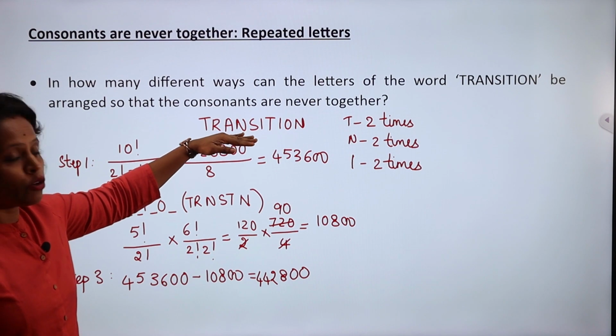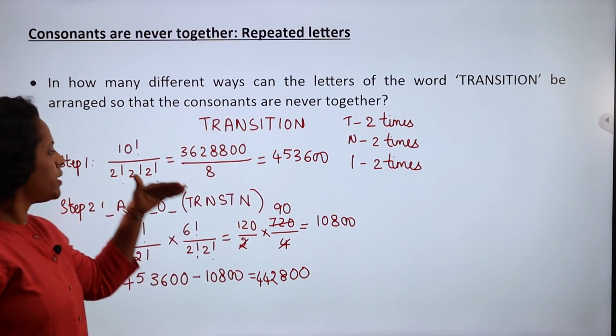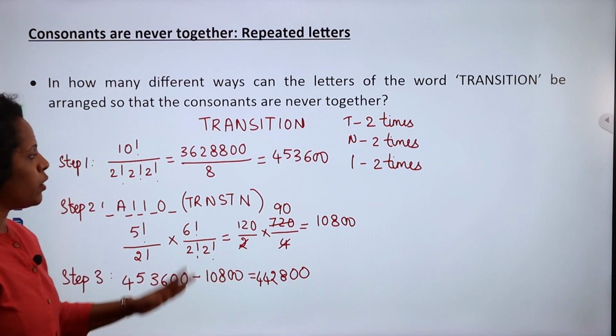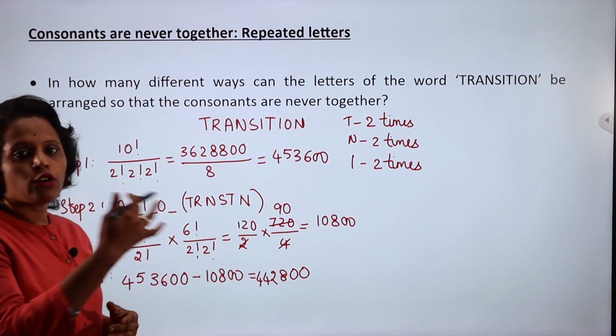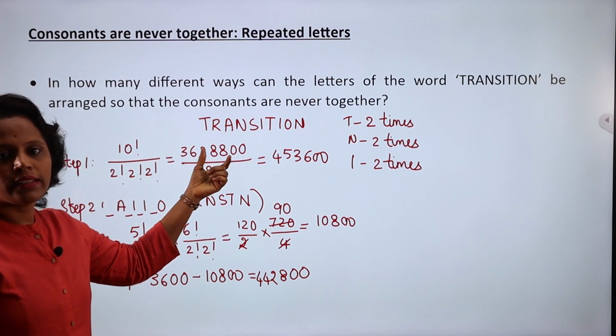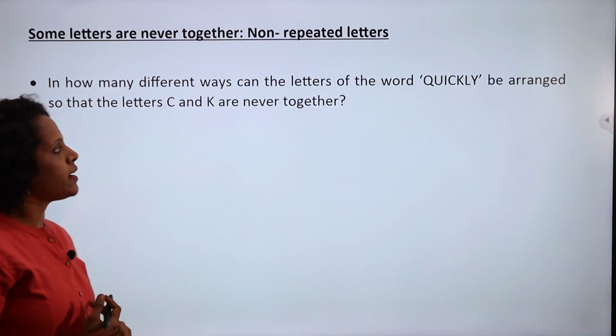Don't get scared if you get a 10-letter word or 12-letter word. The procedure is the same. Just be careful with the calculation part. Now it's good to remember from 0 factorial to 10 factorial. That is the reason I was able to write this value easily. Some letters are never together case.